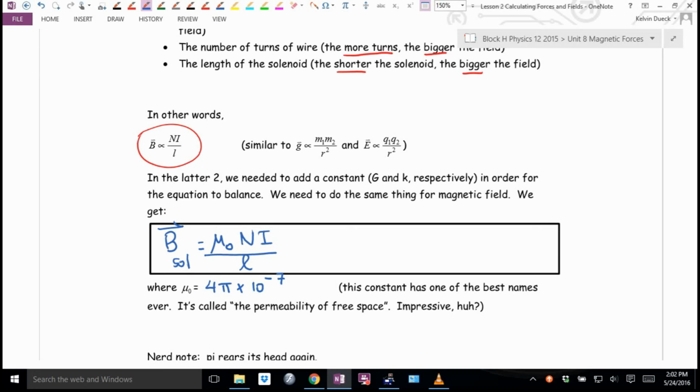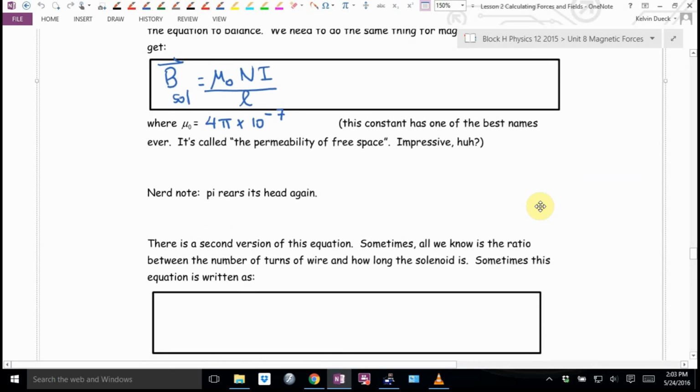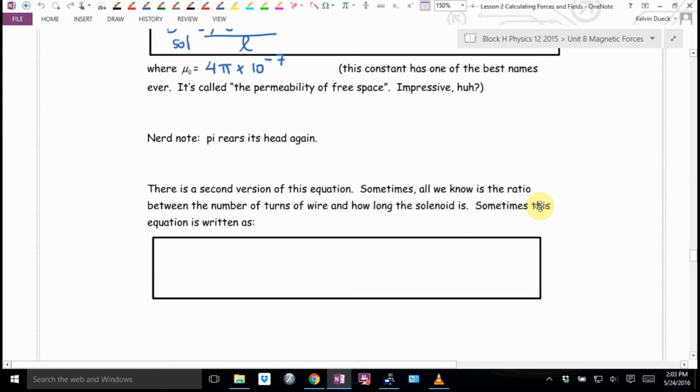You asked why mu0? I don't know. I don't know why not. Why? That's a good one. Nerd note, pi rears its head again. Okay?